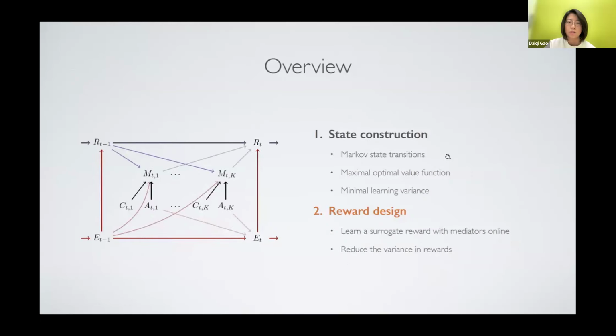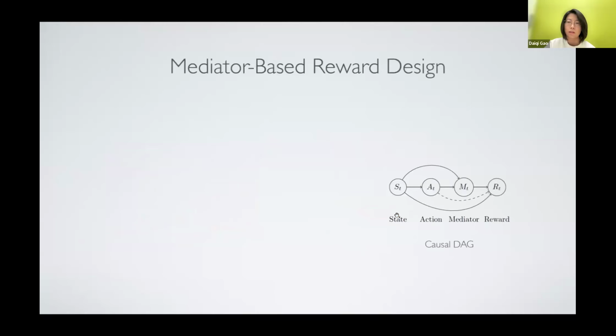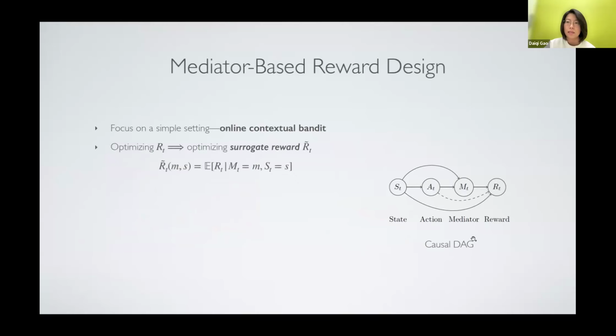So for state construction, we use the causal DAG to construct the states that guarantee Markov state transition while ensuring that it has the maximal optimal value function and minimal learning variance. And then I will briefly introduce how to use the causal DAG for reward design. For reward design, we start from a very simple case of online contextual bandit, which means that previous actions do not affect the future states. Instead of optimizing the original reward in the algorithm, we optimize a surrogate reward, R tilde, defined as the conditional expectation of the original reward, given the mediator and the state.